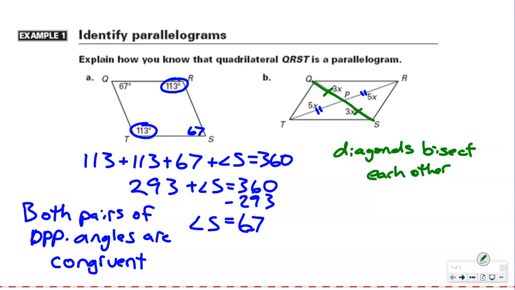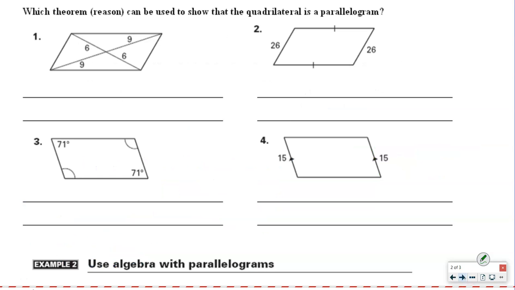Diagonals bisect each other. All right, which theorem or reason can be used to show that the quadrilateral is a parallelogram? So, a couple ways to look at this. I'm just going to answer with the theorem numbers like 8.7, 8.8, 8.9, 8.10 as my reason, but we can give a word reason as well here also. So which reason for number one?